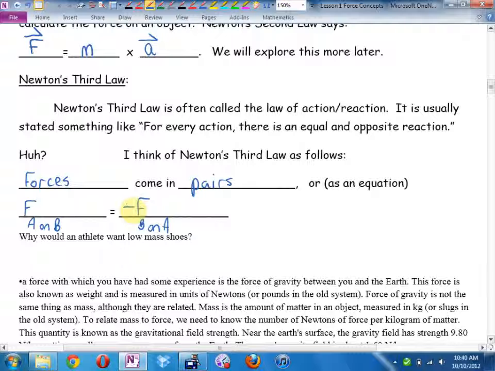Newton's third law. By the way, if we're talking about Olympics, why would an athlete want low mass shoes, I wrote here? So Usain Bolt, why would he want lightweight shoes? Why wouldn't he want heavy shoes? And can you give me an explanation that uses some good physics? What's Newton's second law?